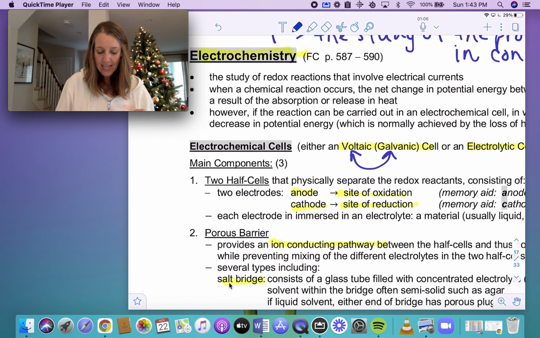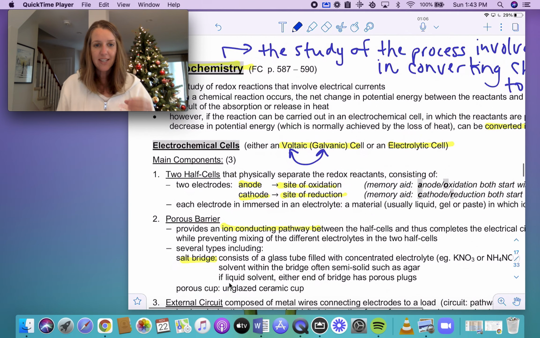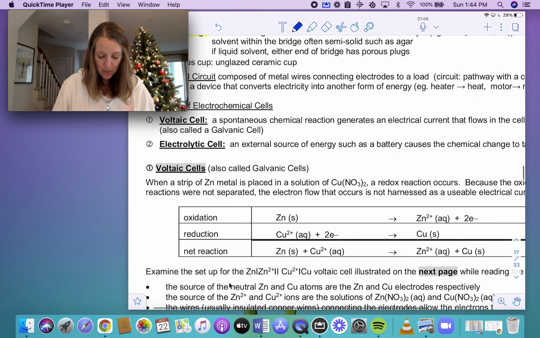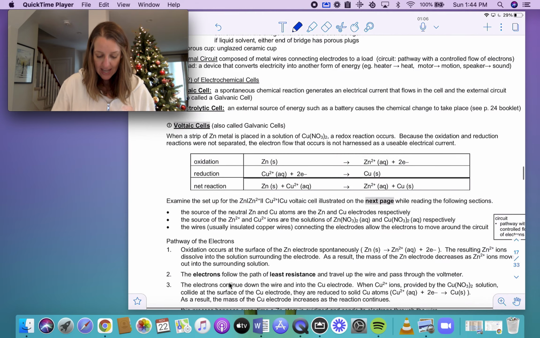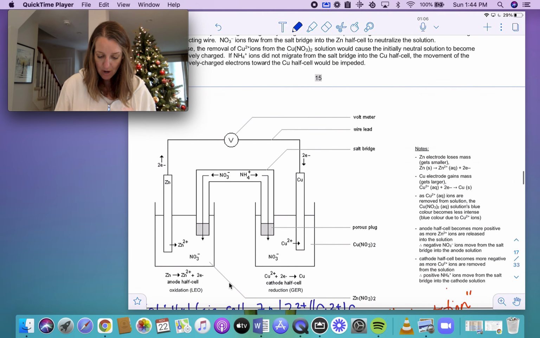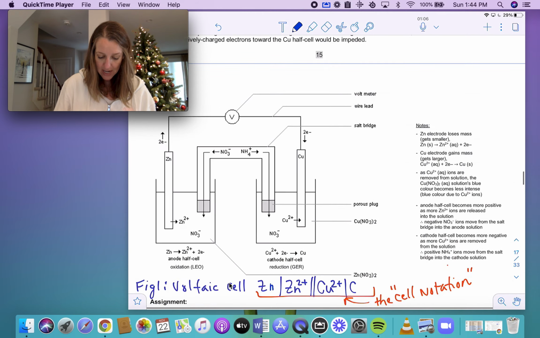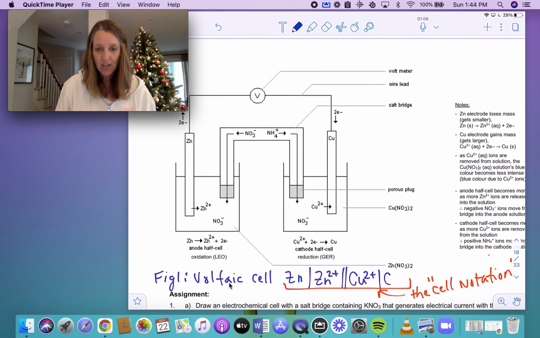All right, in our lab we have these little porous cups. They're little ceramic cups that allow ions to move through them. They act the same way as the salt bridge does when you're looking at the electrochemical cell. So I'll just show you what that looks like in our diagram just to see the difference between the two. Okay, you're going to read through here, do some highlighting, and then we're going to be looking at the diagram on page number 16.